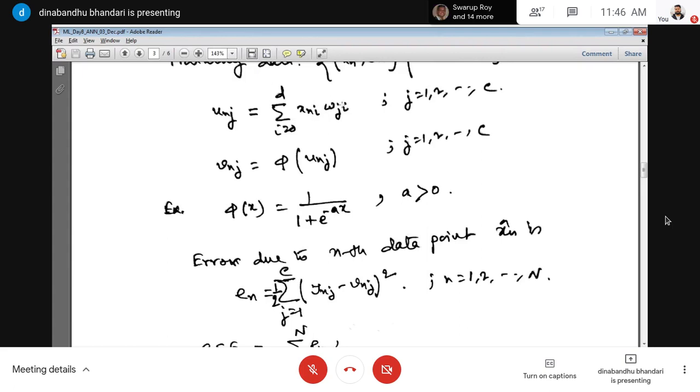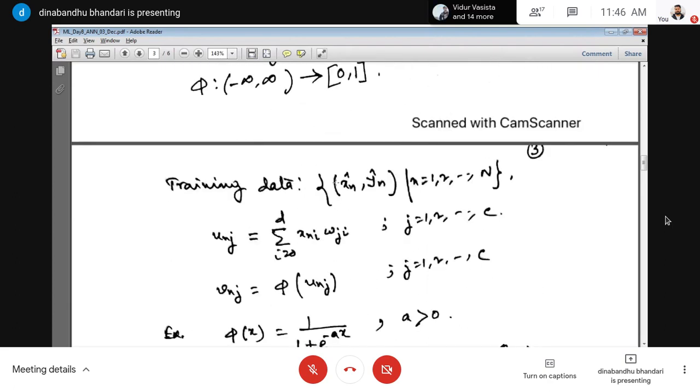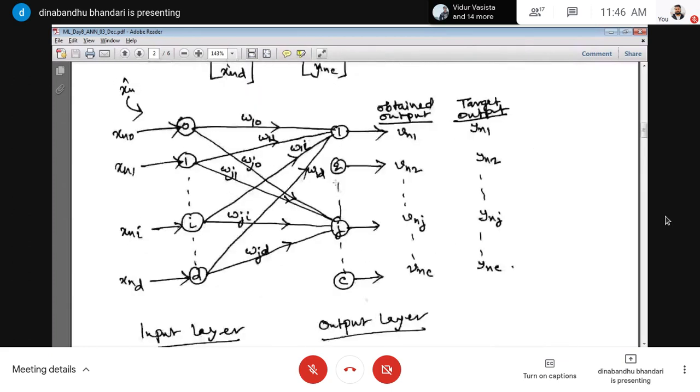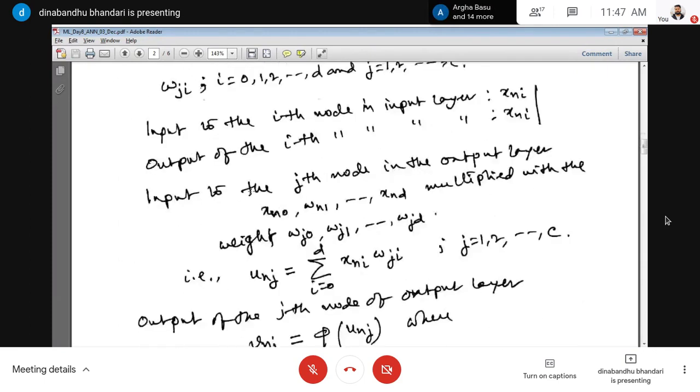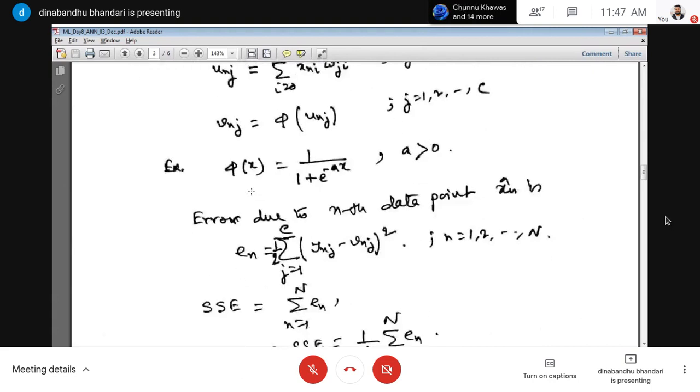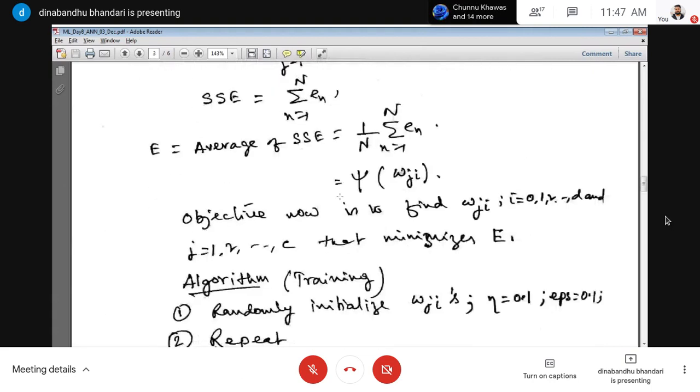Only thing we have in our hand is Wji, which are so far unknown, because Wji, something we have introduced in this particular neural network. Xni's we are given. Ynj's are given to us. Only thing we have introduced here are these Wji's. So what we can say is that this En, the error, whatever we calculated, is a function of Wji's.